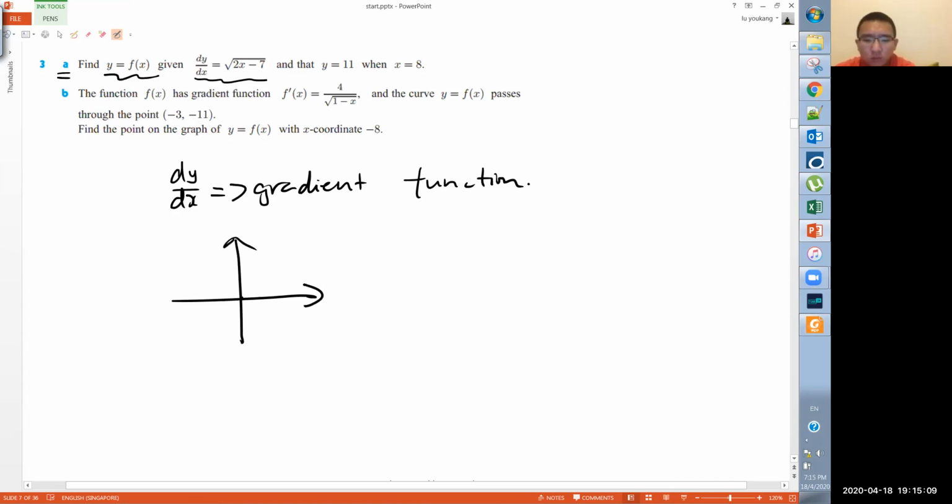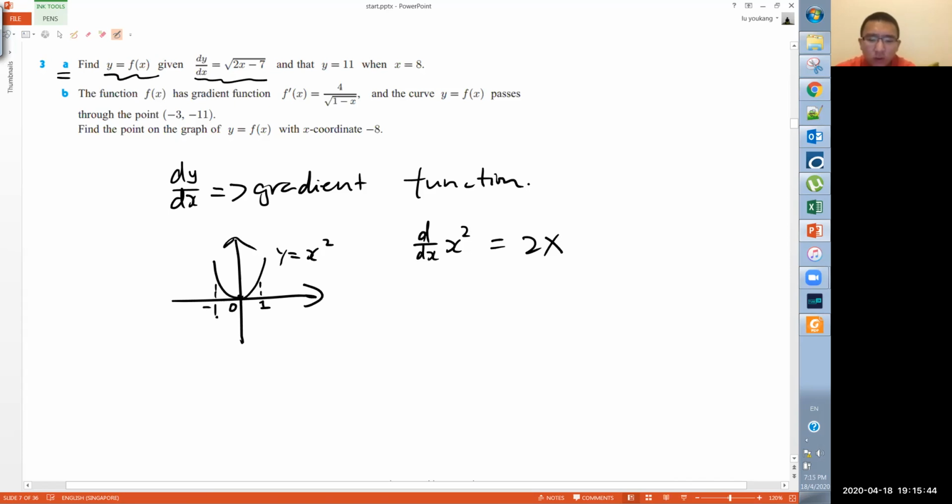Let's say you start off with the graph function y equals x squared. When you differentiate this, you are supposed to get 2x. So this is your point x equals 0. Let's say this is your point x equals 1. This is your point x equals -1.